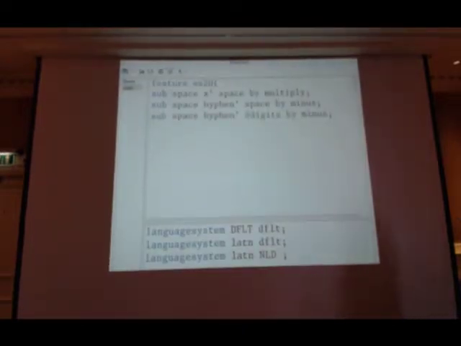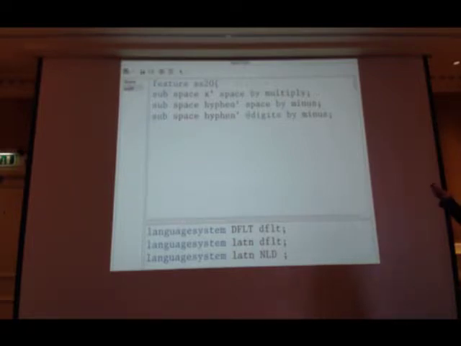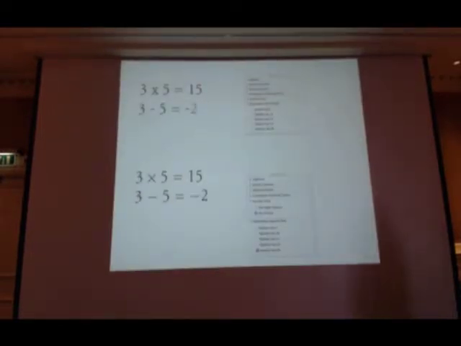So what you do is you make a new class of digits, and you say, okay, if it's a digit, that should be in a minus as well. All the digits, of course, we have the old style figures too. And this seems to work. Okay, that's great. That's one.